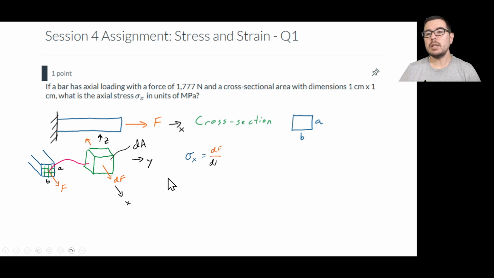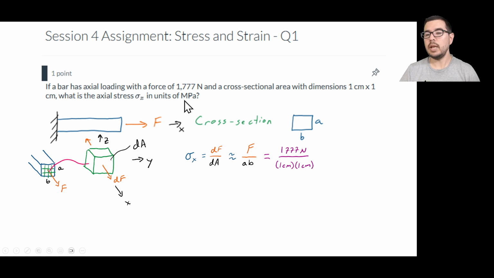We're interested in sigma x, which is going to be equal to some small force over some small area. And for this problem and many problems, we can approximate this dF over dA as being the overall force on this cross-sectional area. So force divided by the entire cross-sectional area. So that would be A times B since it's rectangular. And we plug in some numbers.